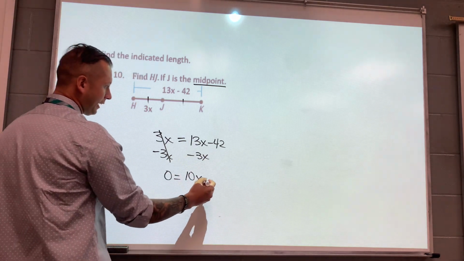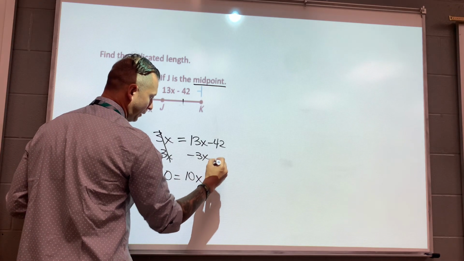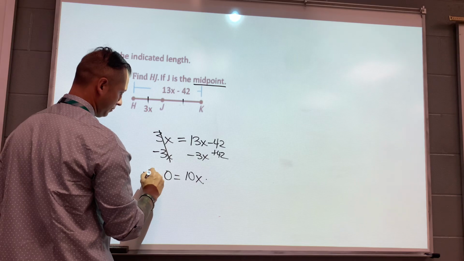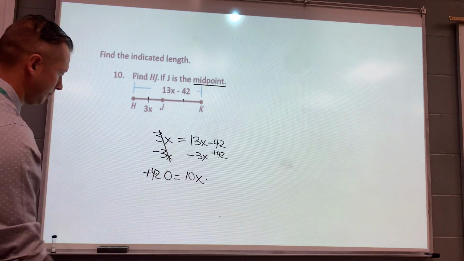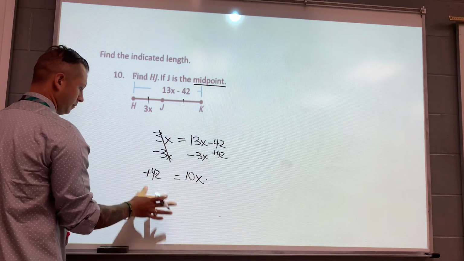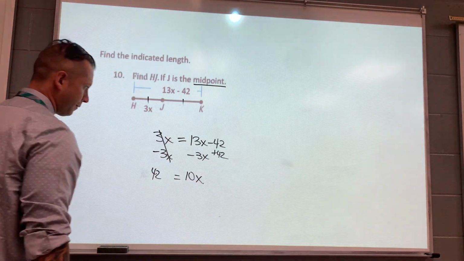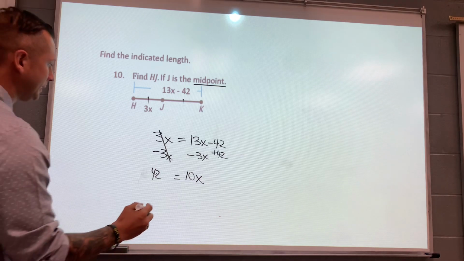13 minus 3 is 10x. I'm going to add 42 to both sides. I'm going to divide by 10.